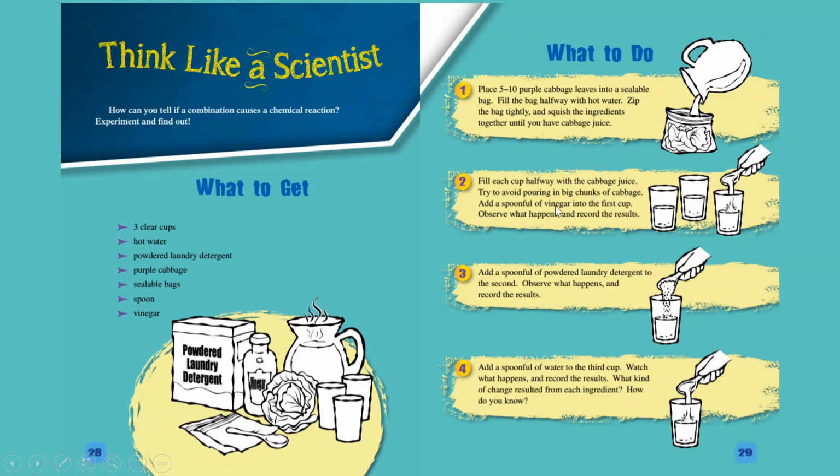Add a spoonful of vinegar into the first cup. Observe what happens and record the results. Add a spoonful of powdered laundry detergent to the second. Observe what happens and record the results. Add a spoonful of water to the third cup. Watch what happens and record the results. What kind of change resulted from each ingredient? How do you know?